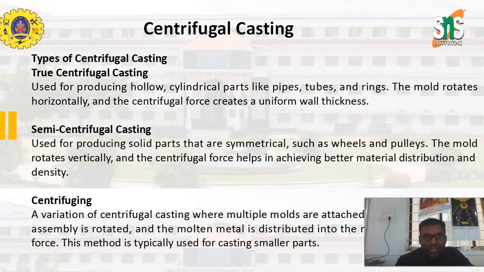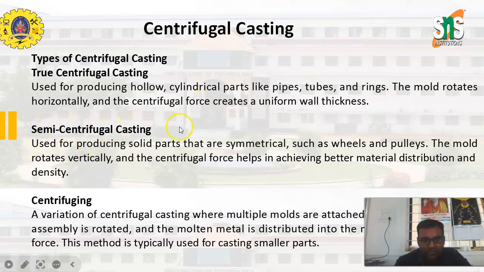There are three major types of centrifugal casting: true centrifugal casting, semi-centrifugal casting, and centrifuging. True centrifugal casting is used for producing hollow cylindrical parts like pipes, tubes and rings. The mold rotates horizontally and the centrifugal force creates a uniform wall thickness.